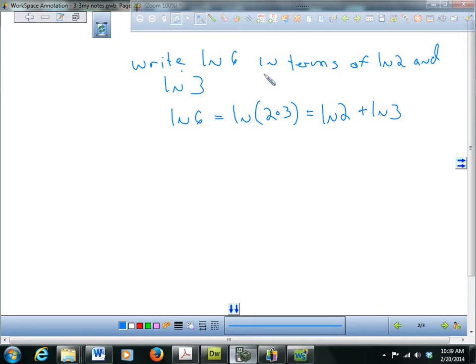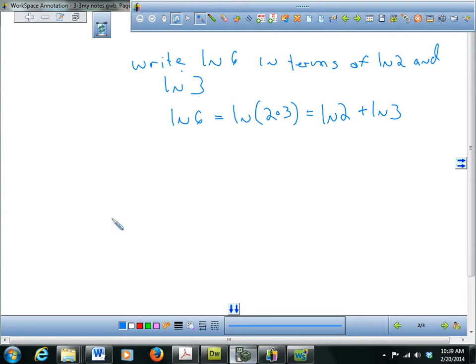And sometimes they'll say, without a calculator, find the answer to this problem. So they'll say, natural log of 2 is equal to this, natural log of 3 is equal to this, find the natural log of 6. You'd have to use that rule and add together those two values. Okay.